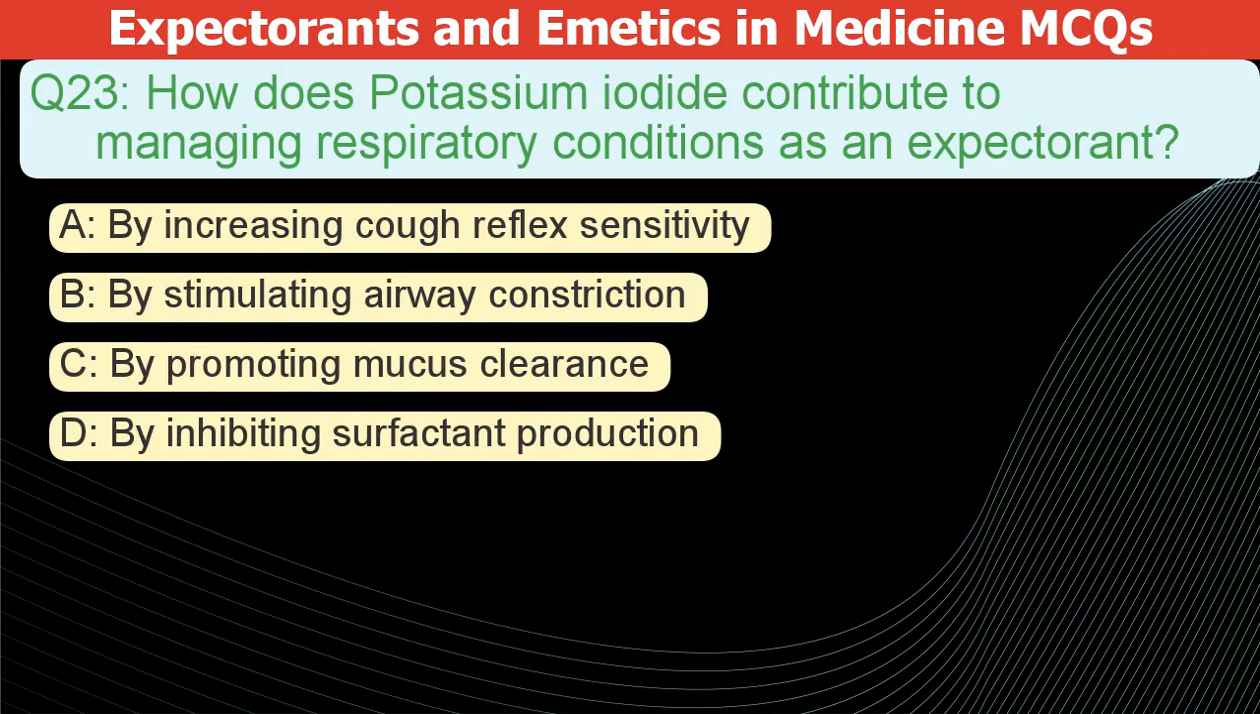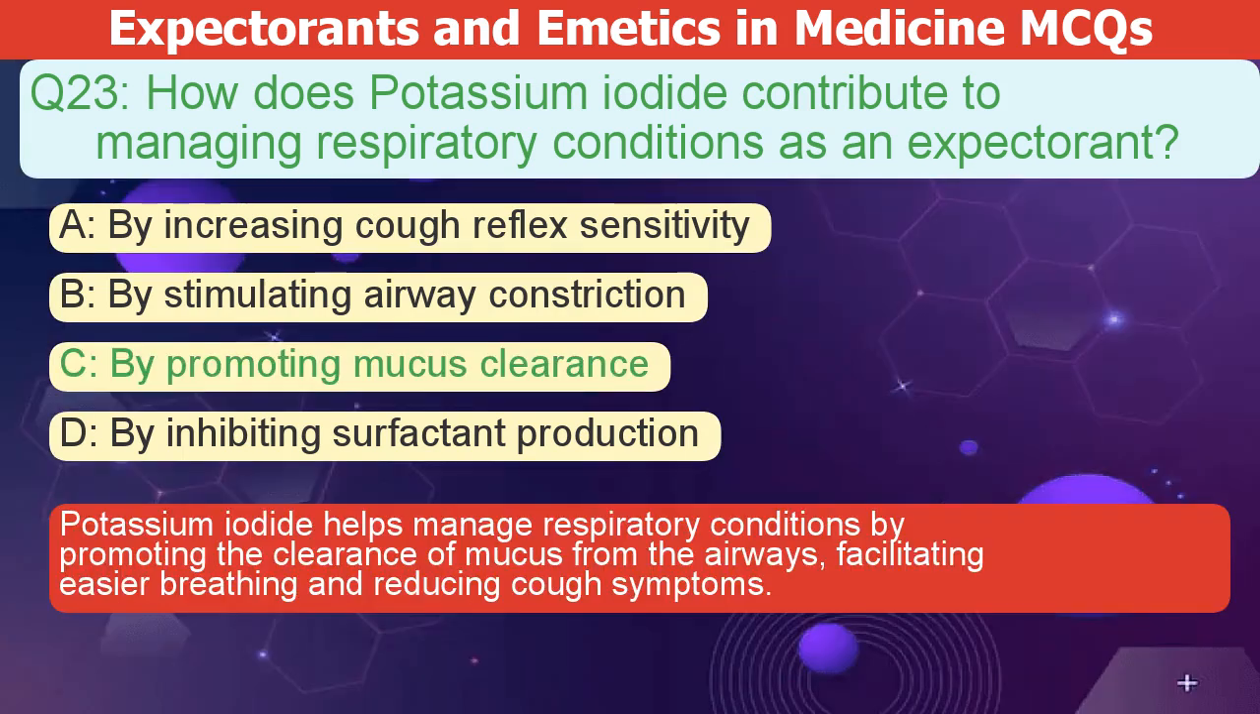How does potassium iodide help manage respiratory conditions as an expectorant? A. By increasing cough reflex sensitivity. B. By stimulating airway constriction. C. By promoting mucus clearance. D. By inhibiting surfactant production. The correct answer is C. Potassium iodide helps manage respiratory conditions by promoting the clearance of mucus from the airways, facilitating easier breathing and reducing cough symptoms.